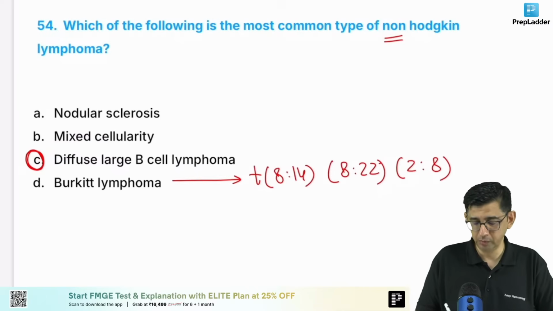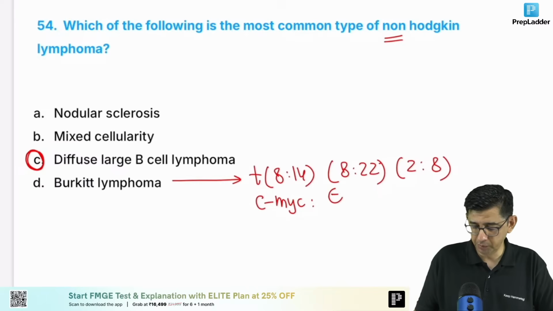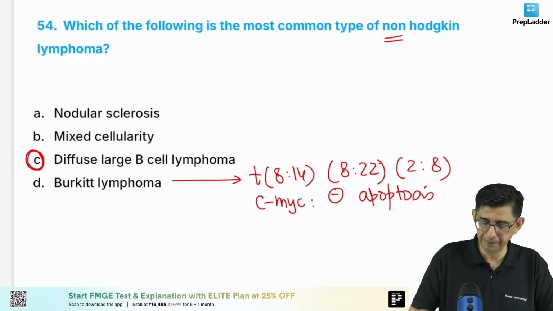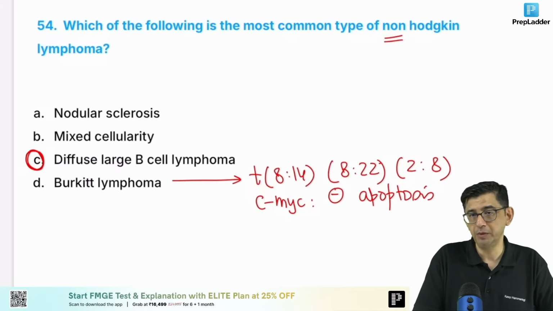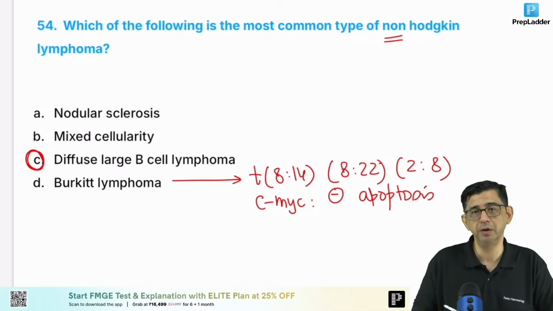Because of these chromosomal translocations, there would be a defective gene, that is C-MYC. And this would contribute to inhibition of apoptosis, so the cells will not die and the cells will continue to multiply. Burkitt's lymphoma is one of the fastest growing malignancies. The tumor doubling time is 24 hours. Imagine every 24 hours the tumor load will become double.